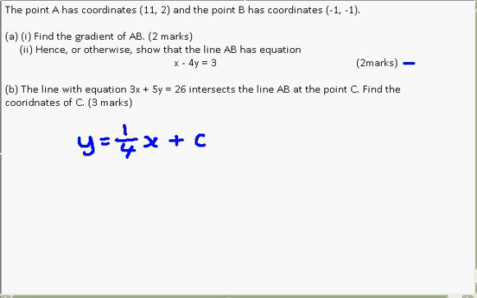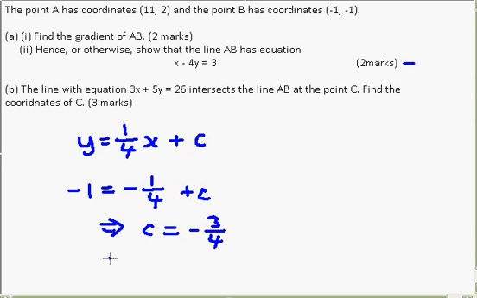Now, I need to work out what c is, the intercept. In order to do that, I need to substitute in one of the coordinates. So I'll substitute in, well, let's do -1, -1. Okay, so y is -1, x is -1, so I've got -1/4 plus c. So effectively, we've got c is equal to -1 plus 1/4, which is -3/4. Okay, so that's got us the intercept.